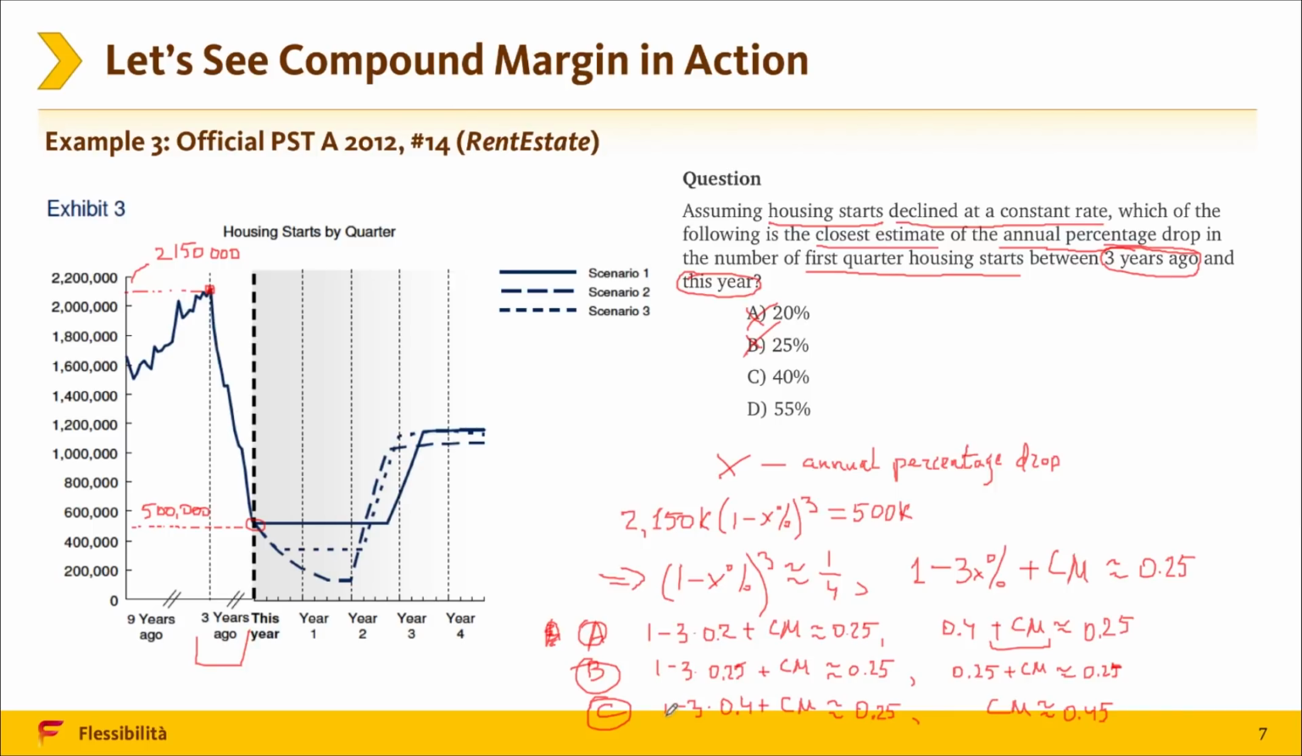Let's test D instead. Let's take 50% instead of 55%. Then the result after 1 year would be 50% of the start. The result after 2 years would be 25%. And the result after 3 years would be 12.5%, which is obviously less than 0.25. That means that D is a huge decline. It's just too large for us. And we get rid of D as well. So the only plausible option here is C. And C is our answer.